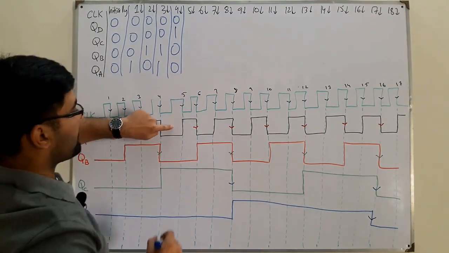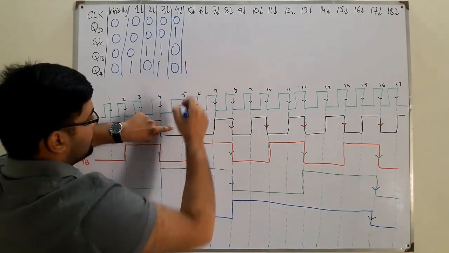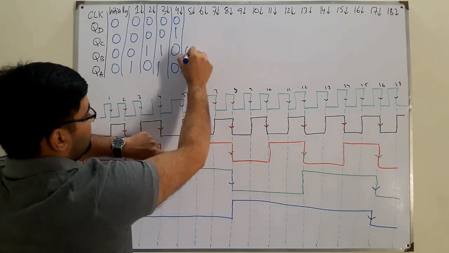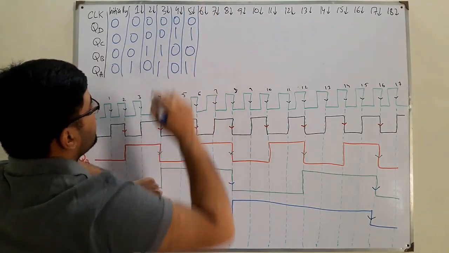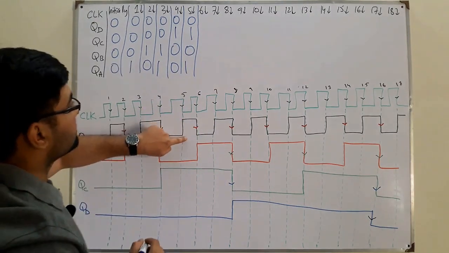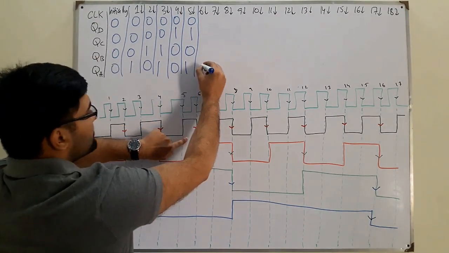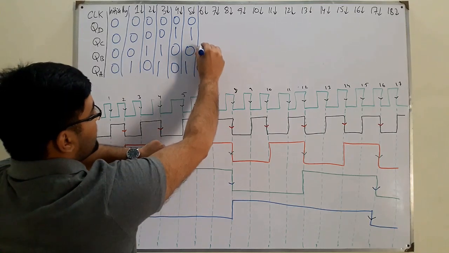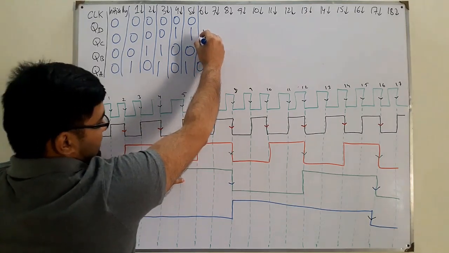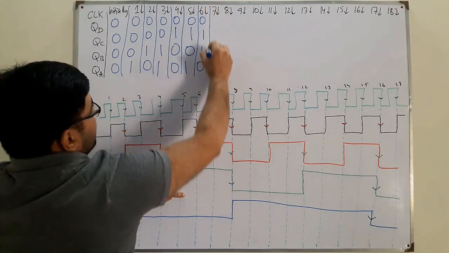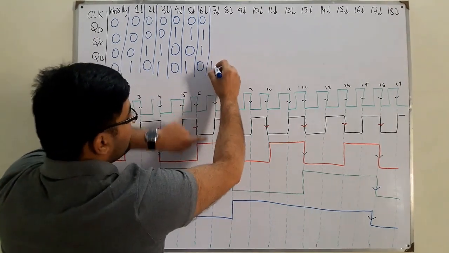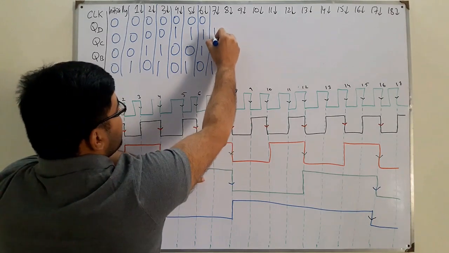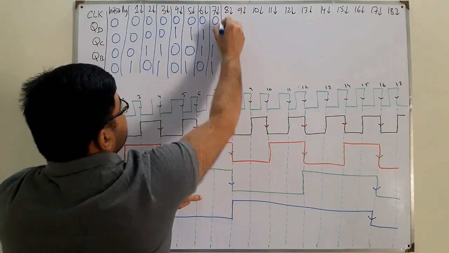For the fifth, QA goes high, QB is low, QC still high, QD is still low. Okay, now for the sixth, QA goes low, QB goes high, QC is still high, QD is still low. For the seventh, QA goes high, QB is still high, QC is still high, QD is still low.